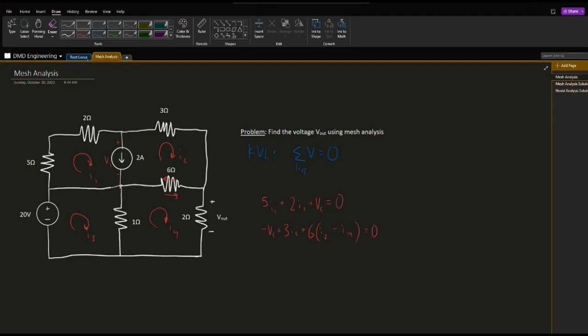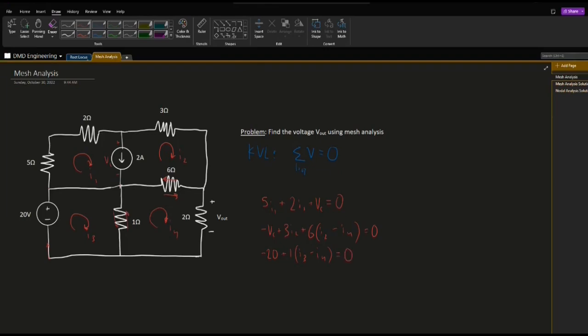Then we'll do I3, starting down at the bottom left again, coming up this way, and we hit the negative sign of the 20 volt voltage source first, so minus 20. Then we come up over the top and see nothing, and then down this way through the 1 ohm resistor, so plus 1. Once again we have 2 currents going through there, so we'll have I3, and then going in the opposite direction of I3, I4. And that, of course, is going to be equal to 0.